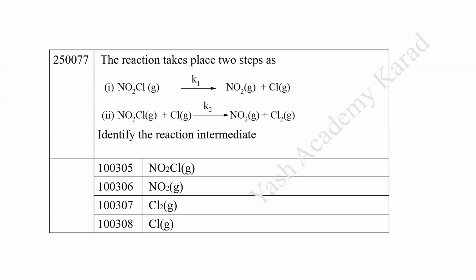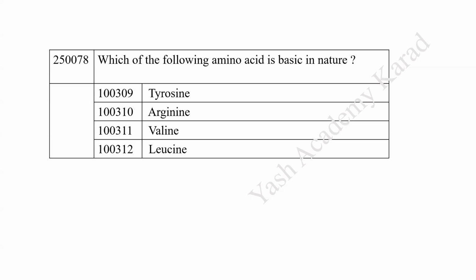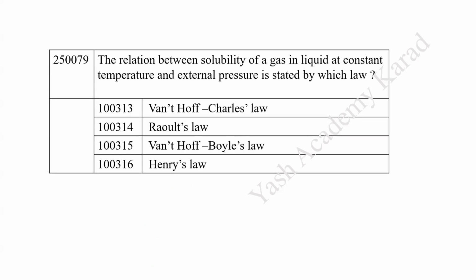The reaction takes place in 2 steps. A reaction is given and you are asked to identify the reaction intermediate. The answer is Cl. Which of the following amino acid is basic in nature? Correct answer, arginine.